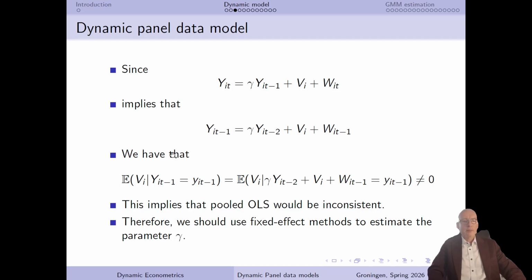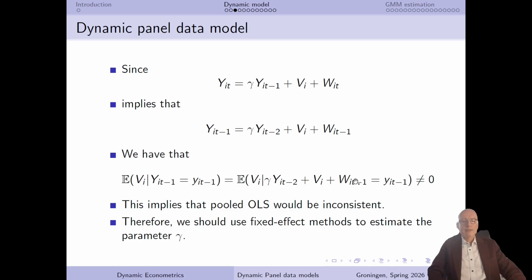Well, then what we can do is that we can investigate whether there is any correlation between v_i and y_i,t-1 by investigating the mean of v_i conditional on y_i,t-1 equal to this little y_i,t-1. That we can do first. And what we would like to investigate is whether v_i and this y_i,t-1 could be correlated to each other. Well, then what we could do is that we can simply substitute here the y_i,t-1 from the right hand side that we have over here. So then we get that this is going to be equal to the mean of v_i conditional on gamma y_i,t-2 plus v_i plus w_i,t-1.